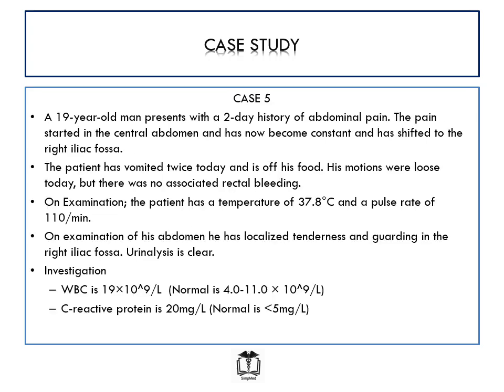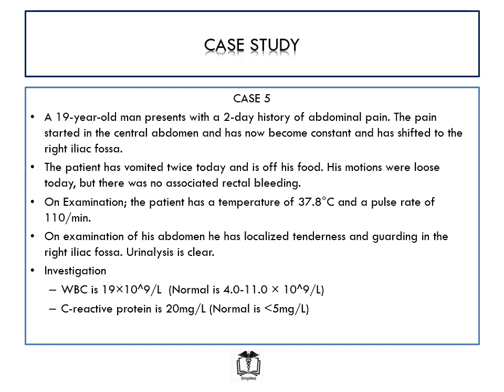The last question here is a case study of a 19-year-old man that presents with a 2-day history of abdominal pain. Pain started in the center of the abdomen and has now become constant and has shifted to the right iliac fossa. The pain caused him to have vomiting twice today, and the vomiting contains recently ingested food. His motions were loose today, but he had no associated rectal bleeding.